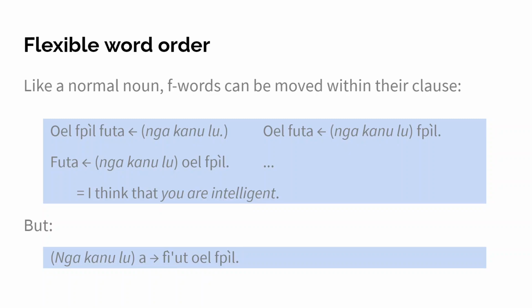And of course, in Furia, you could also write welf bil feut a nga kanulu. So that was it basically about F words, but let's look at some similar words. First of all, so-called tsa words.